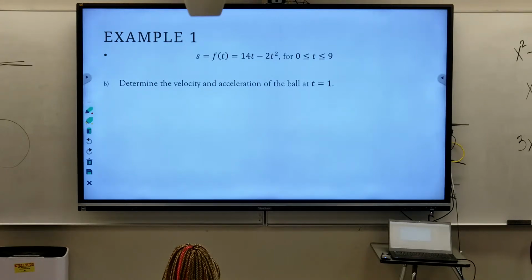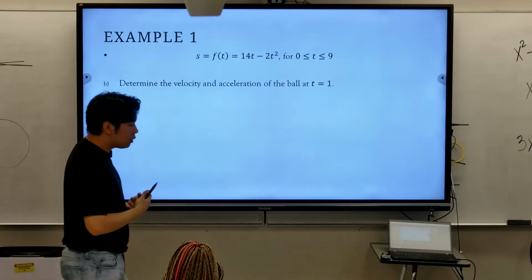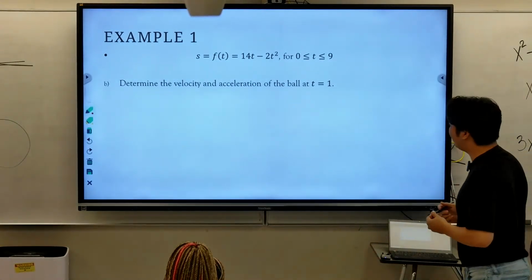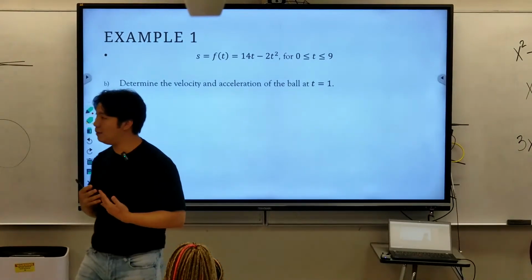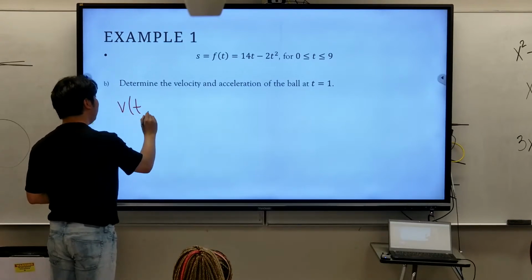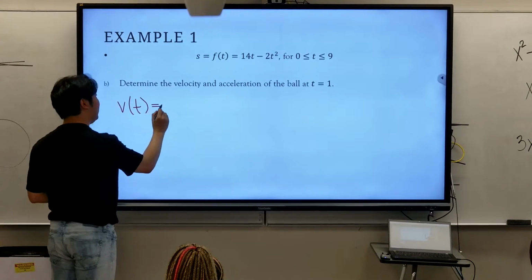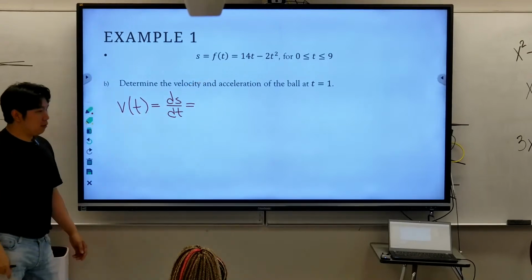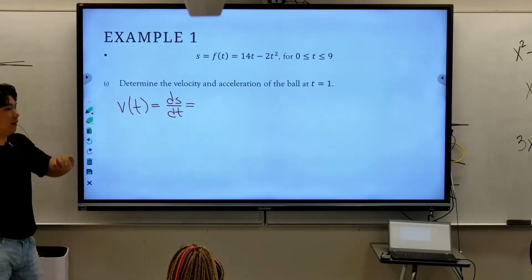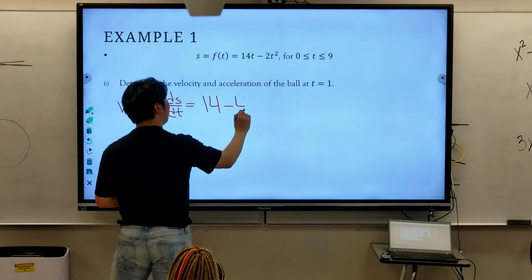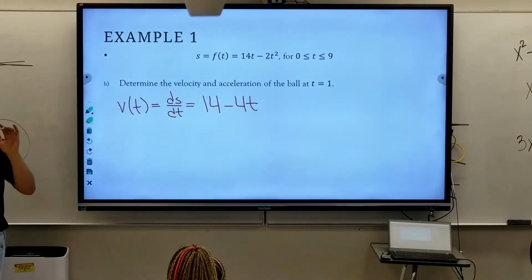So we actually already found the velocity function last time, but we can find it again just because we're starting a new day. How do I get the velocity function based off the given information up here? How do I find velocity? Yeah, we know velocity is the derivative of position. That was ds/dt. So we had our position, and velocity is the derivative of that function. Last time we said the derivative of that function using the power rule was 14 minus 4t.